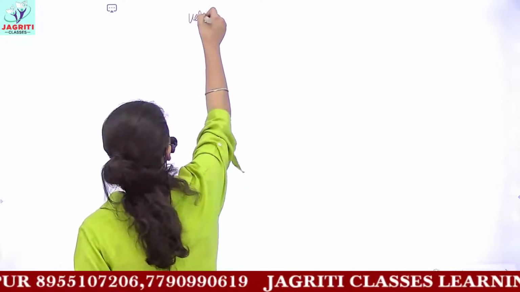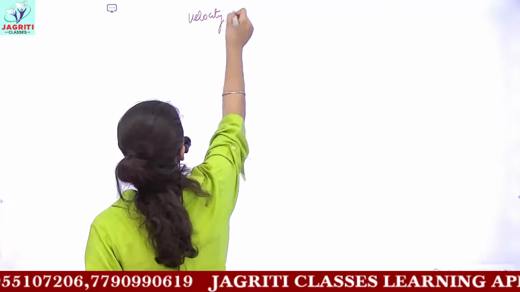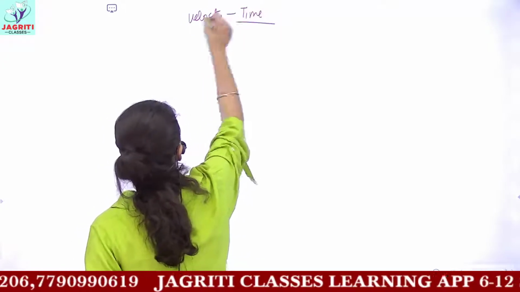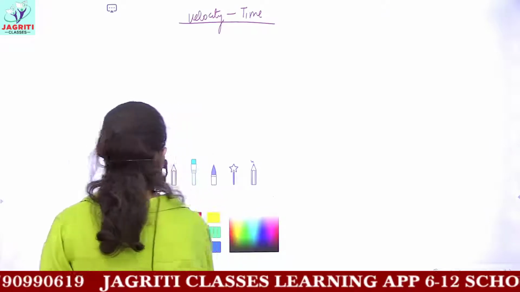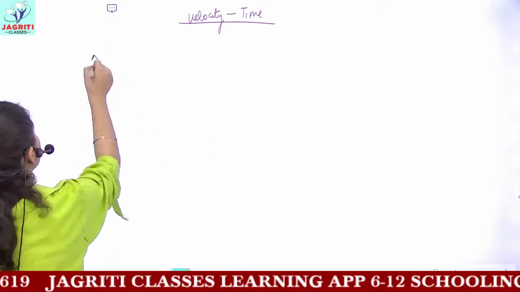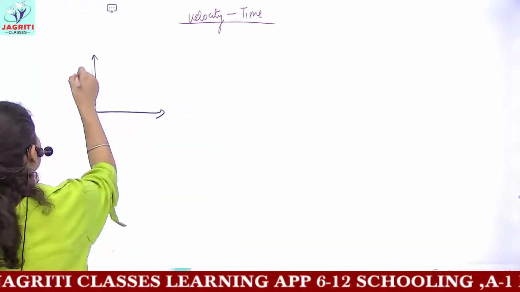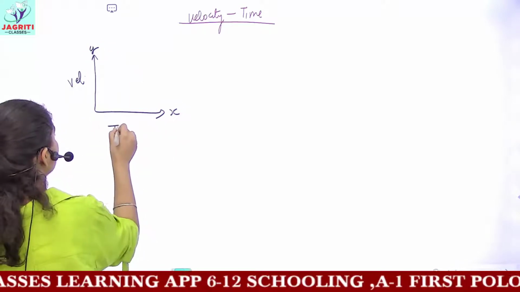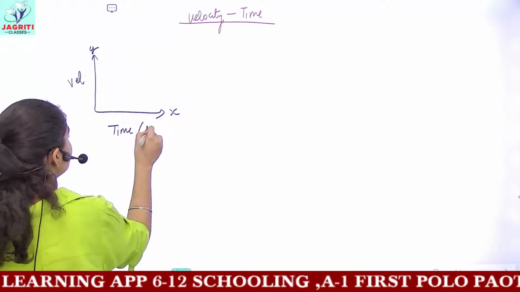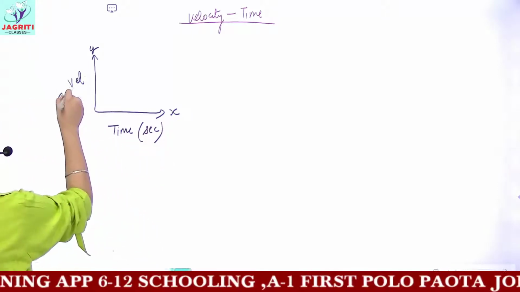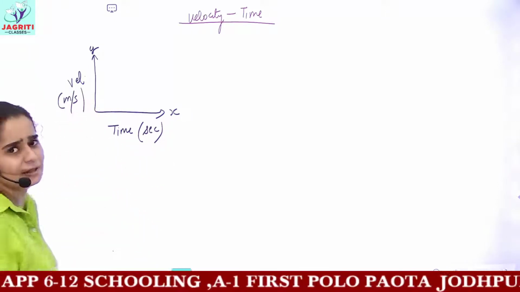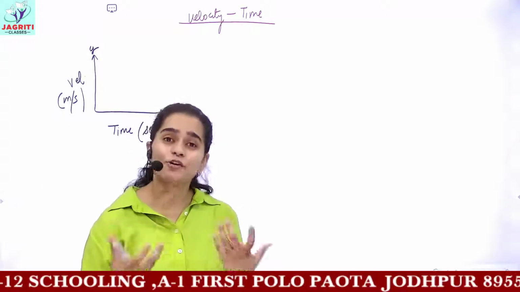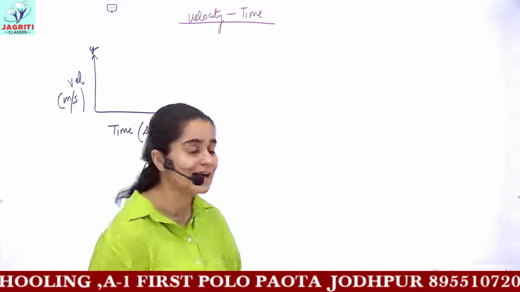Now you have to study the second one, which is the velocity time graph. The velocity time graph is made between what? You would plot velocity on the y-axis and time on your x-axis. Time would be measured in seconds. Velocity, if you measure it in meters per second, good. You can also measure it in kilometers per hour.